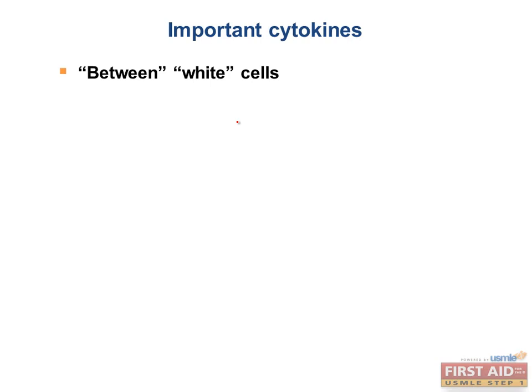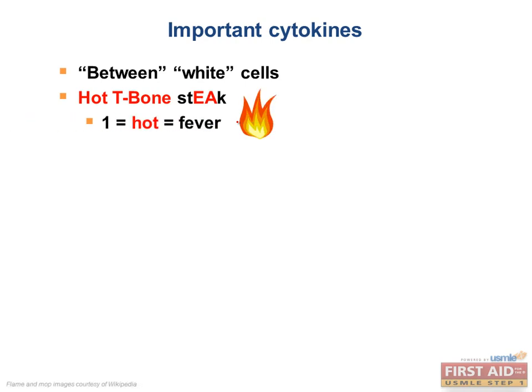There's about 12 of them that you should know. The first 5 can be remembered using this helpful mnemonic, hot T-bone steak. Sounds kind of silly, but it's actually a very helpful way to remember them. So the first one, interleukin 1, you can think of hot for fever because it makes you hot. How does it do this exactly? Well, where's your thermoregulatory center? In your hypothalamus, right? So it releases prostaglandin E2 in your hypothalamus and makes you hot.